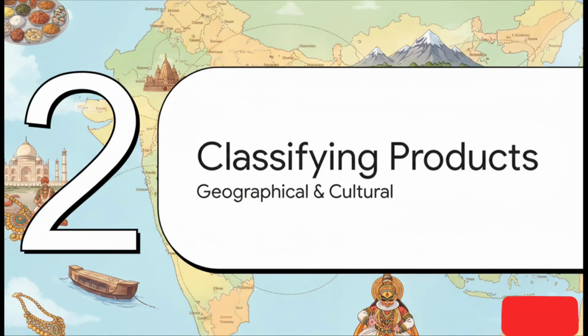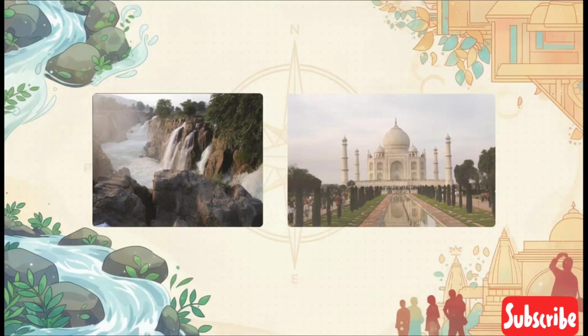Moving right along to Section 2, classifying tourism products. Now, what's really interesting here is the fundamental dichotomy of tourism. On one hand, we have raw natural resources. Think of the breathtaking Hogenakkal Falls, just pure gifts of geography. On the other hand, we have man-made attractions, epitomized by constructed marvels like the Taj Mahal. Understanding the split between natural pull factors and human engineering is key to classifying products.